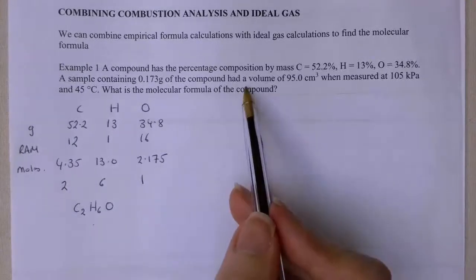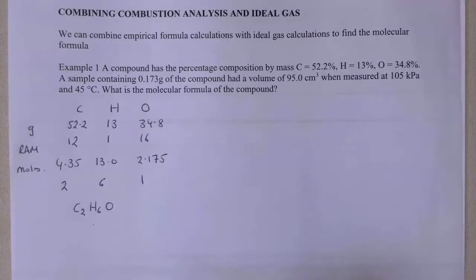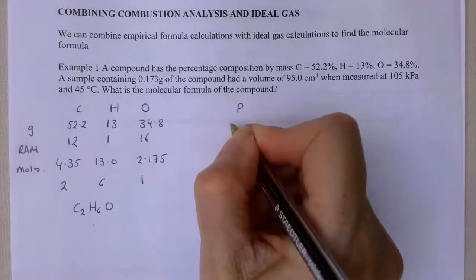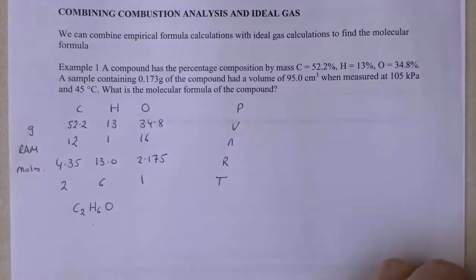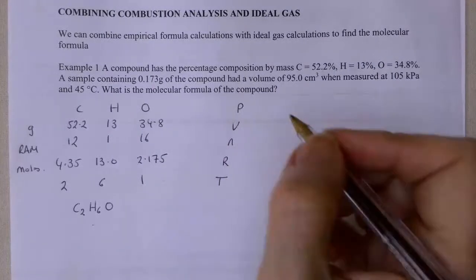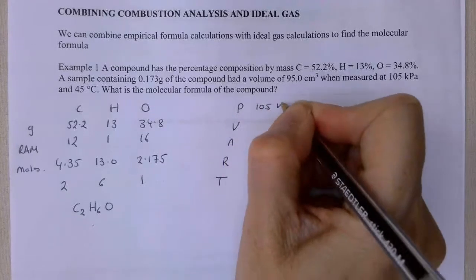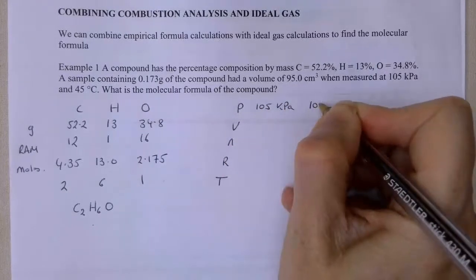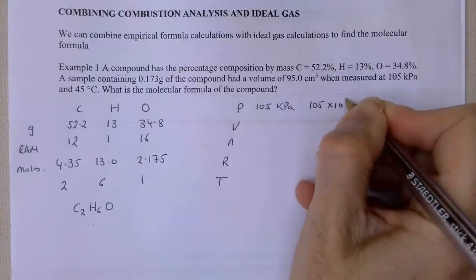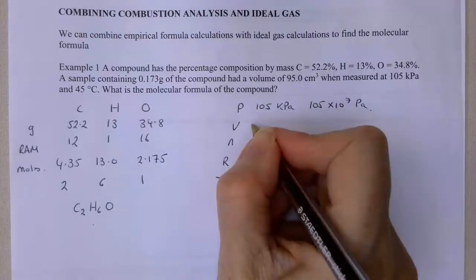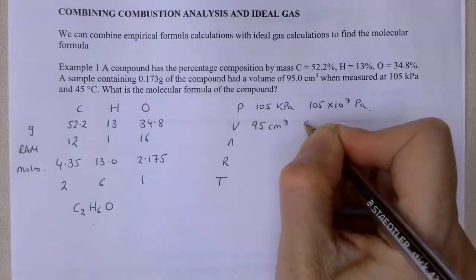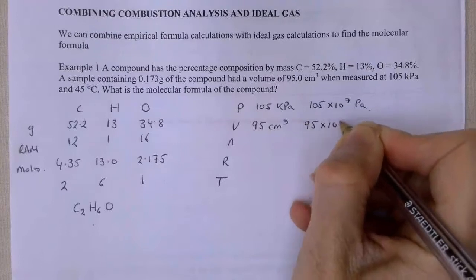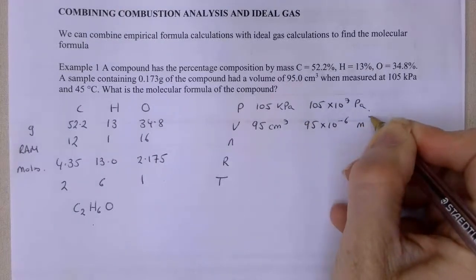I need to use my PV equals nRT data to work that out. So again, same thing I've done before. I'm going to write down P, V, n, R, and T, and add in the values that I know. So I've got 105 kilopascals, that's 105 times 10 to the 3 pascals. My volume is 95 centimeters cubed, so it's going to be 95 times 10 to the minus 6 meters cubed.